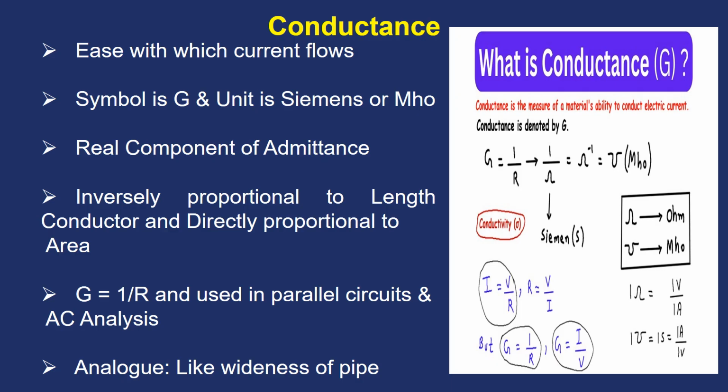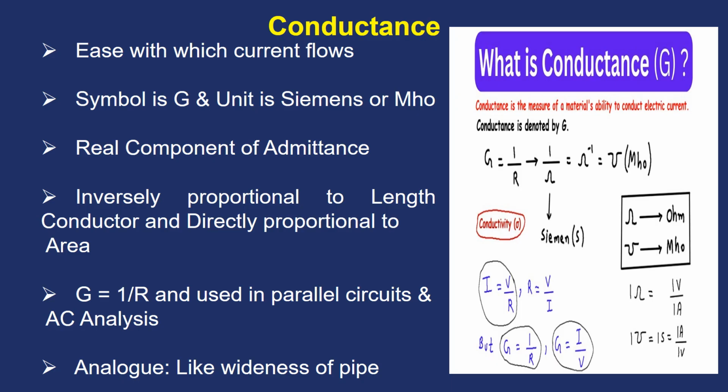If you want to visualize it, it is just like the wideness of a pipe. If the diameter of the pipe is more, then the water will flow with more ease. So if you see in the picture, G is equal to 1 upon R. The unit of resistance is ohm. So 1 upon ohm, when we take its inverse, it will become mho, and it is also called Siemens. Unit is Siemens.